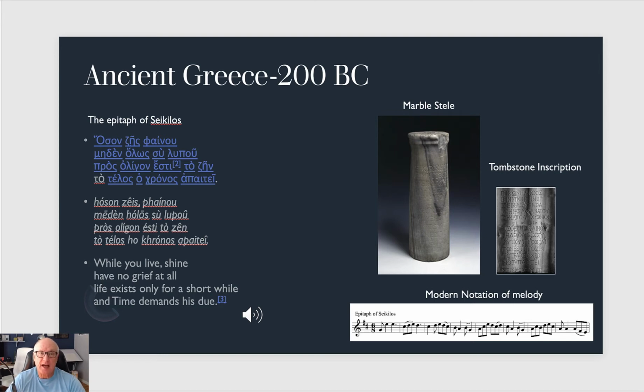It's called the Epitaph of Seikilos, and the English translation is here, and I have written a modern notation of the melody, and then you get to hear this sung in a facsimile of how it could have sounded back in ancient Greece. It was written on a marble stele, which is that particular figure you see right here, and then there was a tombstone inscription that also explained it. So it sounds like this.